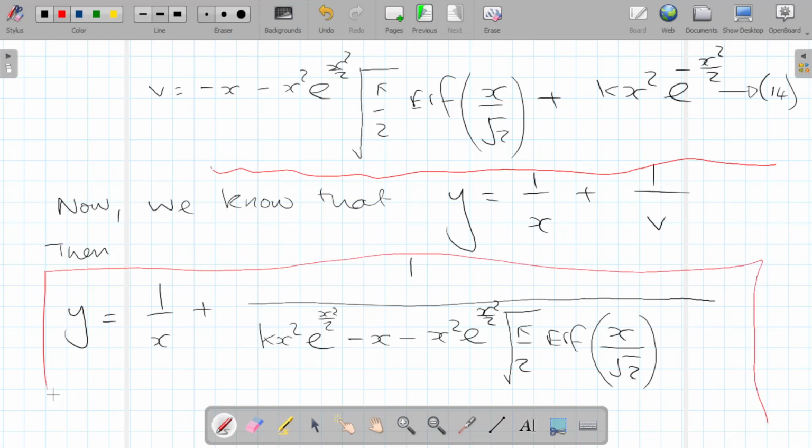Okay? This is a general solution. Y equals 1 over x plus 1 over all of this, which I'm not going to repeat verbally. But I hope that's helped you, for those of you who are looking for solutions to this type of equation.